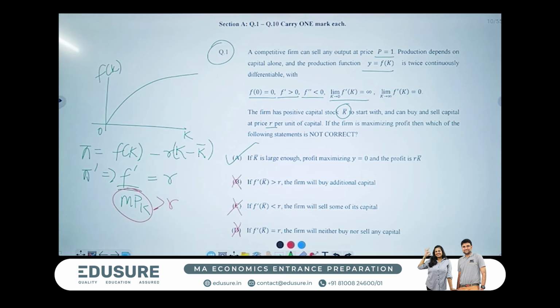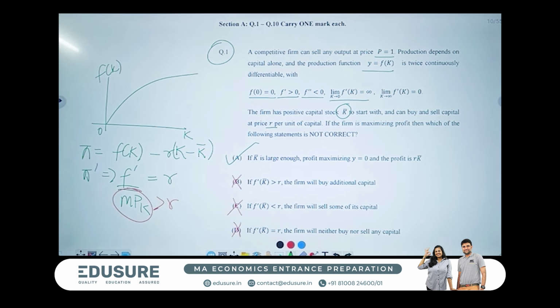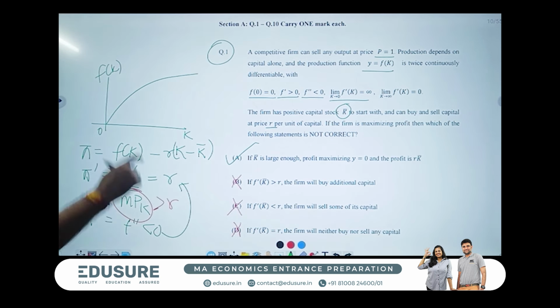Because of the fact that K bar large enough does not make any difference. What makes the difference is whether MPK is equal to R, less than R, or greater than R. That is what the profit maximizing condition is. Why is F double dash important? So that we get that pi double dash is equal to F double dash. Now it has to be negative in order for this to be a profit maximizing condition. So this is also important for the second order derivative test to hold. So answer is A.